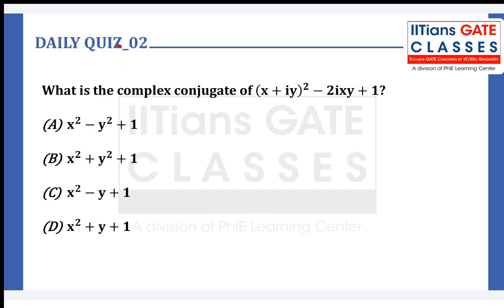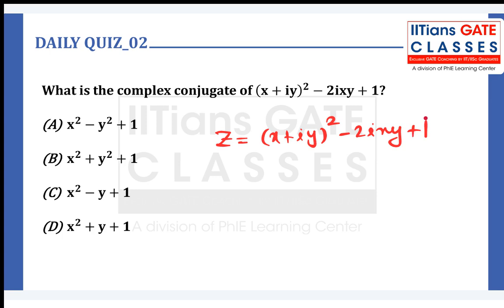Now let's go to the next question. So they are asking you to find the complex conjugate of this complex number. Okay. So they have given you a complex number. Let's call it Z, minus 2ixy plus 1.